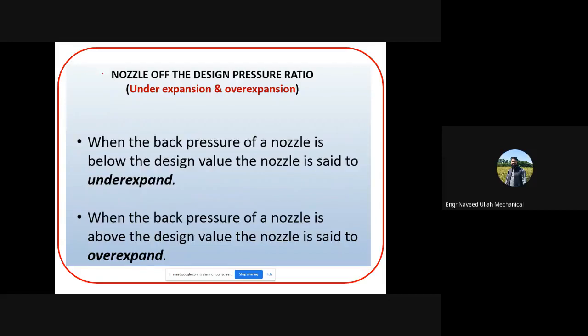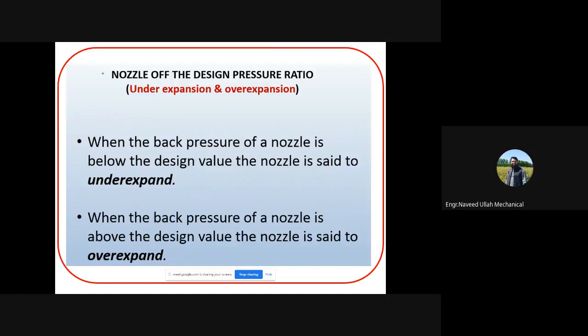Okay, so today we will be discussing nozzles at the design pressure ratio. Let me remind you what we have studied in our previous class. If you remember, we discussed critical pressure ratio, critical temperature ratio, and similarly critical velocity, etc. So what is the critical pressure?